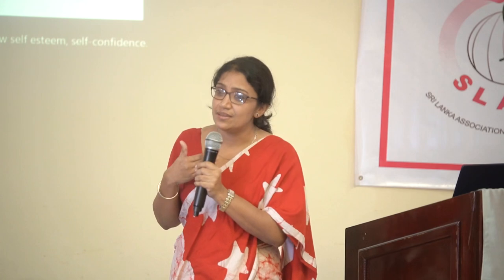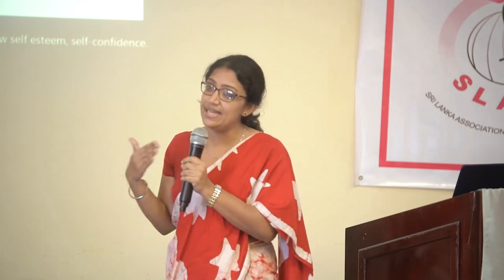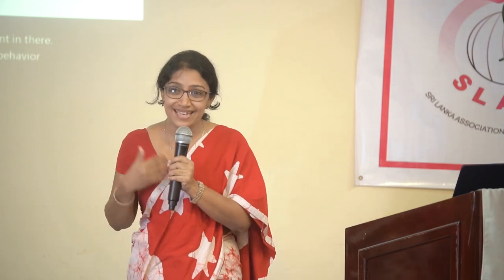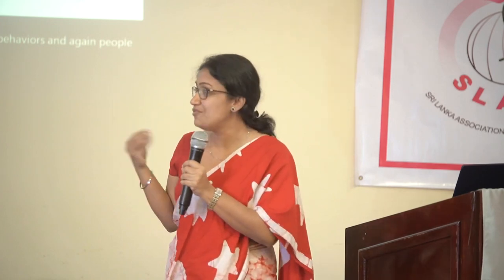But children with autism, when they reach the adolescent age, due to difficult social relationships, I will be explaining it in detail in my next slides, they can have a lot of mental health issues. So they can present with anxiety, depression, self-harming behaviors. And again, people might not detect the underlying ASD features.